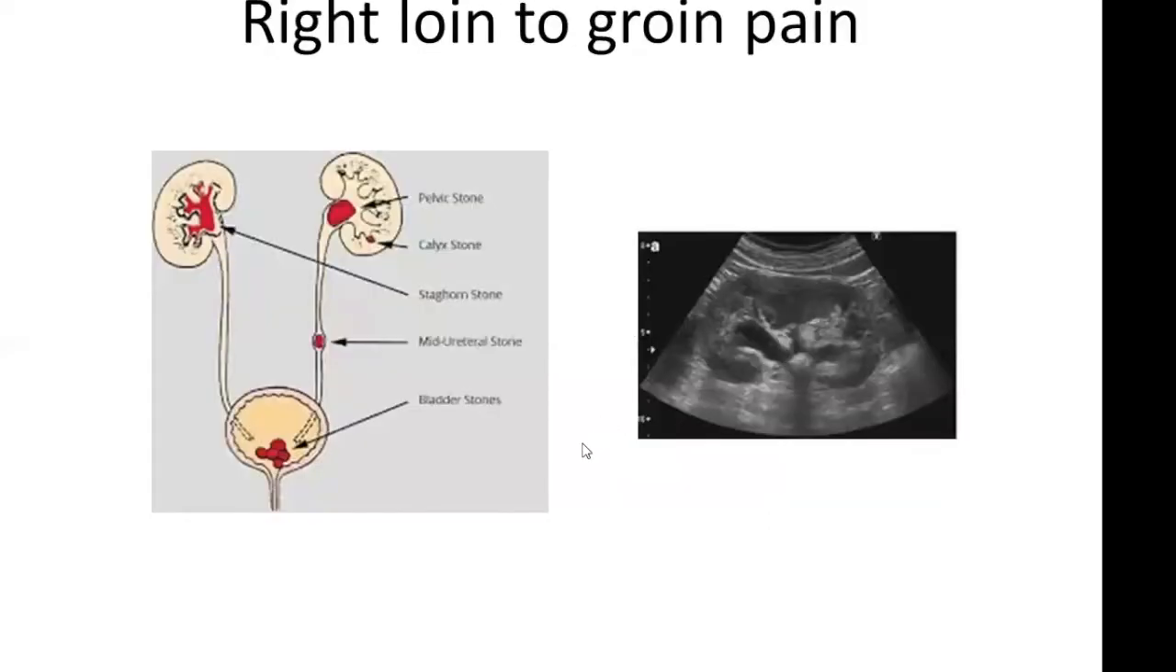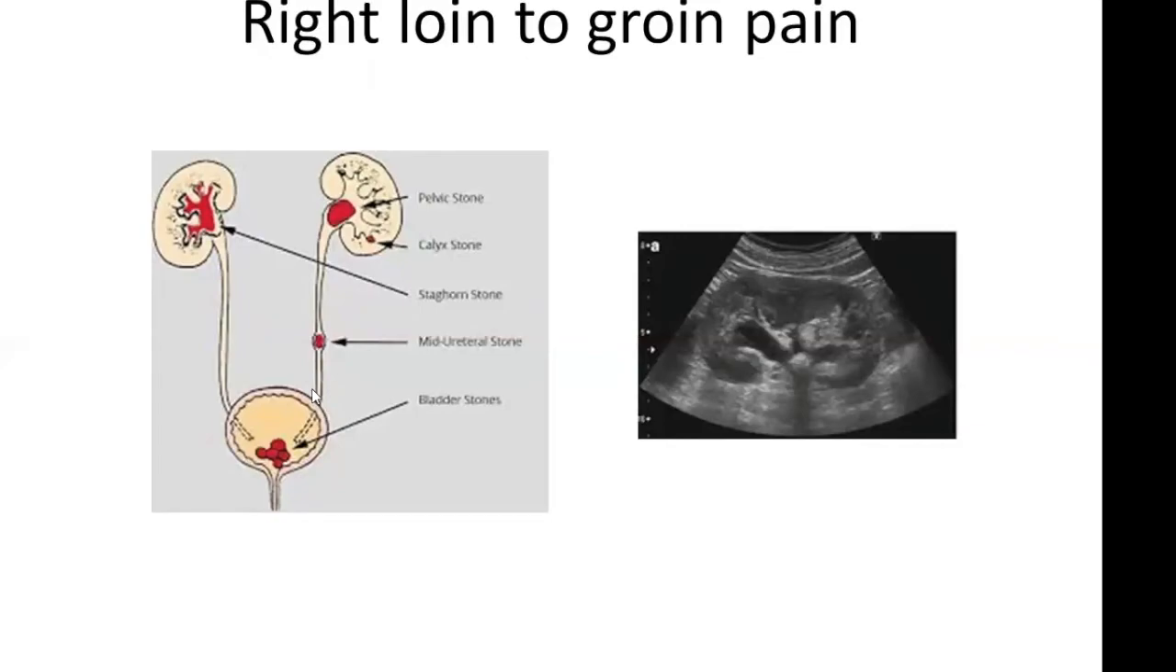So renal pathology can present with abdominal pain, particularly stones. And here we've got a demonstration of the anatomy. And you can have stones at any level here. This is the pelvic-ureteric junction in the ureter, or actually within the bladder. Or this one is a staghorn calculus that fills the collecting system.